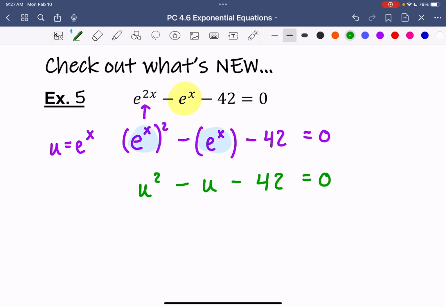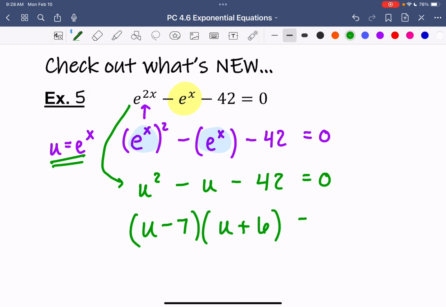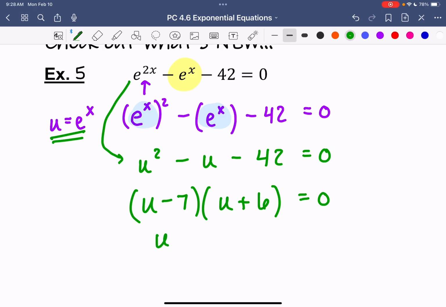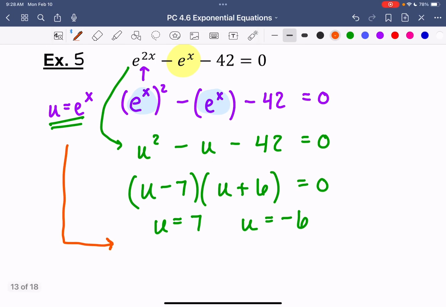Now, as with all u subs we've talked about before, if you see the factoring without using the u sub, feel free to do that, but I think most students like to rewrite this in simpler form. Go ahead and factor. We'll have u minus 7 and u plus 6. So u is going to be equal to 7 and u equals negative 6. At this point, remember to plug back in your u sub, which was e to the x. We want to solve for x.